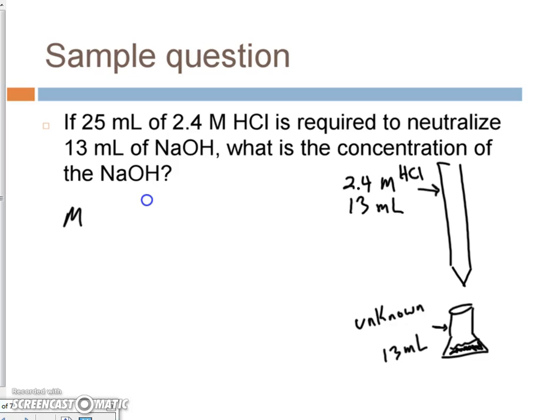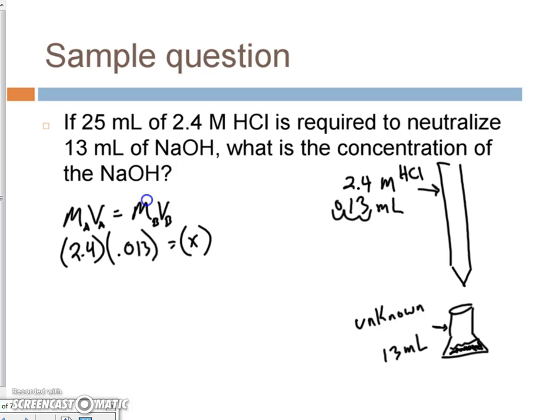We have MV equals MV. I'm just going to write A for acid and B for base. The molarity of our acid was 2.4. The volume of our acid was 13 milliliters. I'm going to convert that to liters really quick. 0.013 equals molarity of the base. Well, we said it's unknown. So equals my unknown, my X, times its volume.